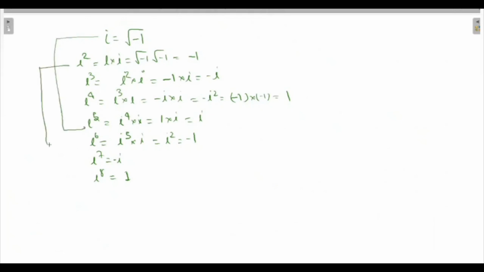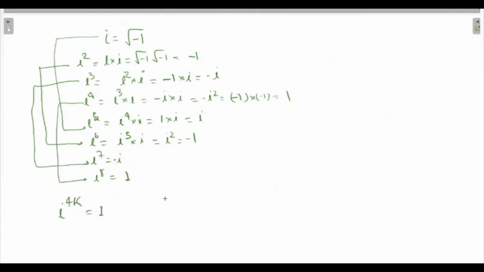i square will be equal to i to the power 6. i cube will be equal to i to the power 7, and i to the power 4 will be equal to i to the power 8. And essentially any power of i with a multiple of 4 would always be equal to 1.